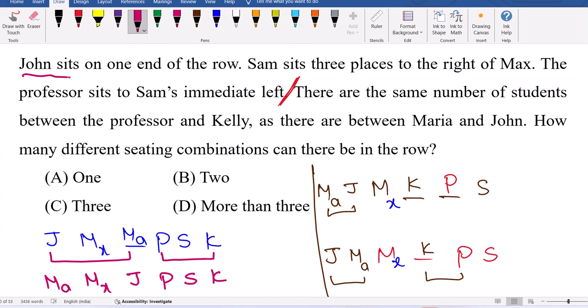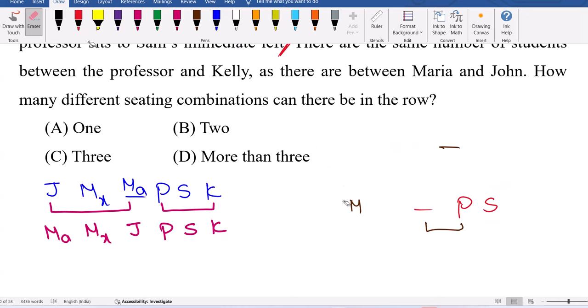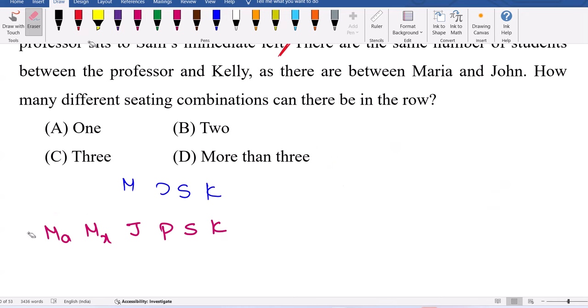John sits at one end of the row. Satisfying that first statement, this will be eliminated. John sits at one end of the row, so this will be eliminated. So this is fine; John will sit at one end of the row. And still there are chances. Wait. Okay, I'll just let you find. This is all correct only. I'm just letting you know for full clarity.